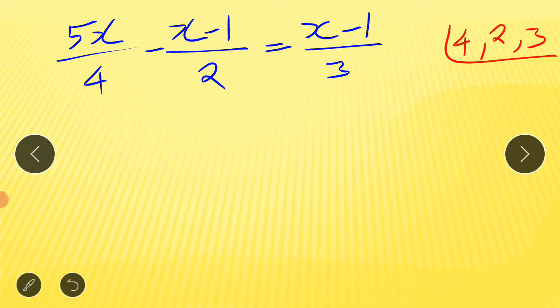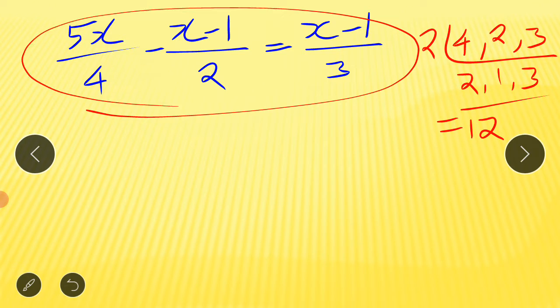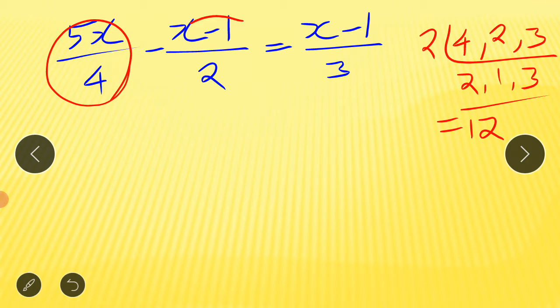So now 4, 2, 3. Let's take 2 times: 2 twos are 4, and 1 time 3. So now let's stop here: 2 twos are 4, 4 threes are 12. So what is the LCM? 12. The LCM is 12. So now after finding the LCM, let's multiply each term by the LCM. In this equation there are 3 terms: 1, 2, 3. So each term is to be multiplied by the LCM.